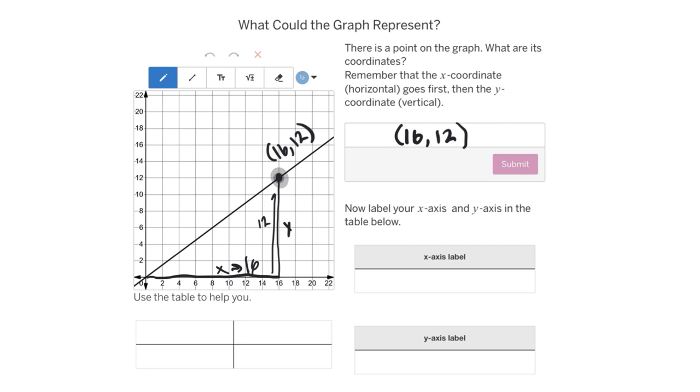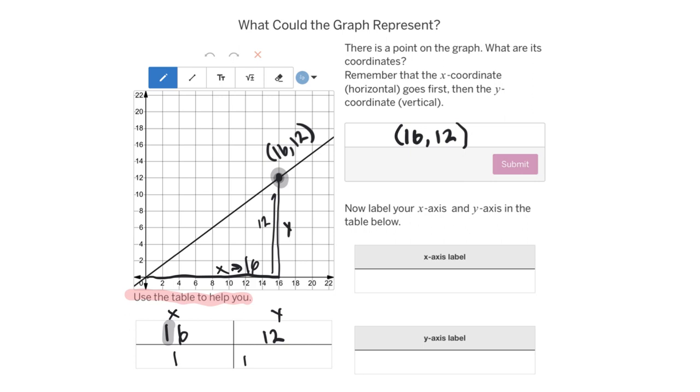Now, they are telling us some different things here. We can label our axes whatever we want. They do give us this table that they say can help us. So it says use the table to help you. I'm going to put here, if I had the point where x is 16 and y is 12, could we figure out how many y's there are for one x? This is just our constant of proportionality.